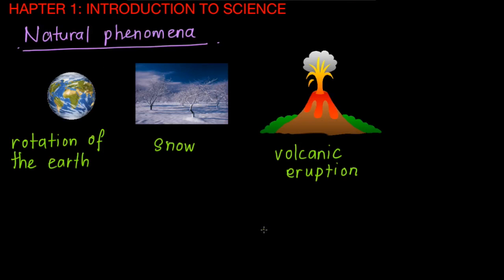So, natural phenomena. These are some examples of natural phenomena: rotation of the earth, snow, volcanic eruption. So, what do you notice about these pictures? Can they be produced by humans? Clearly not. Can you give me some other examples of natural phenomena? So, what other things that you know of are not produced by humans? So let's look at some examples.